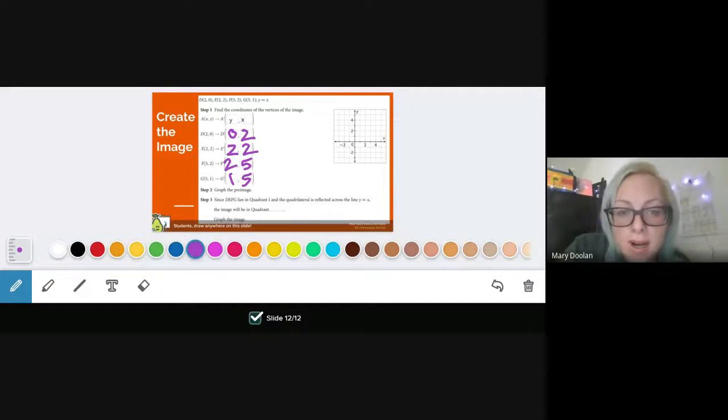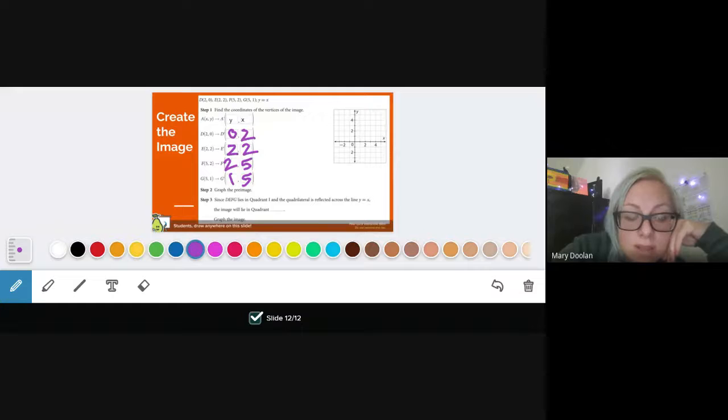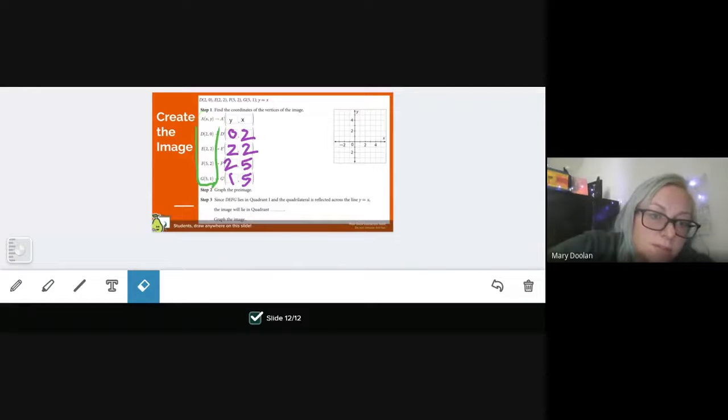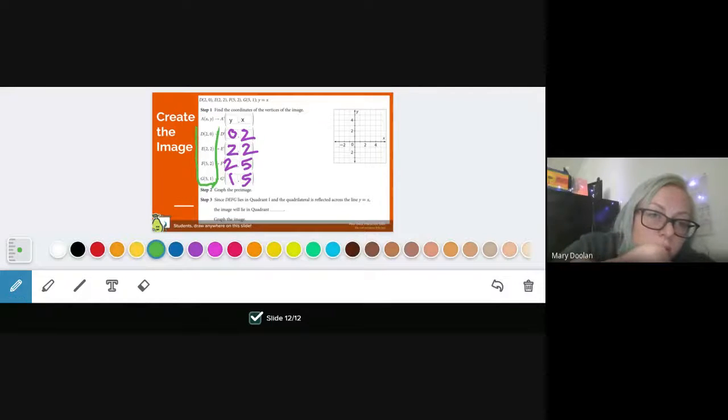Okay, so these are my ordered pairs that I would then come over and graph. It says graph the pre-image, and then also graph the image and which quadrant will it lie in. So the pre-image, we'll use a different color. The pre-image is these. Wait, not all of those. See, this didn't let me do the little undo. It's these 4 points: 2, 0, 2, 2, 5, 2, and 5, 1.